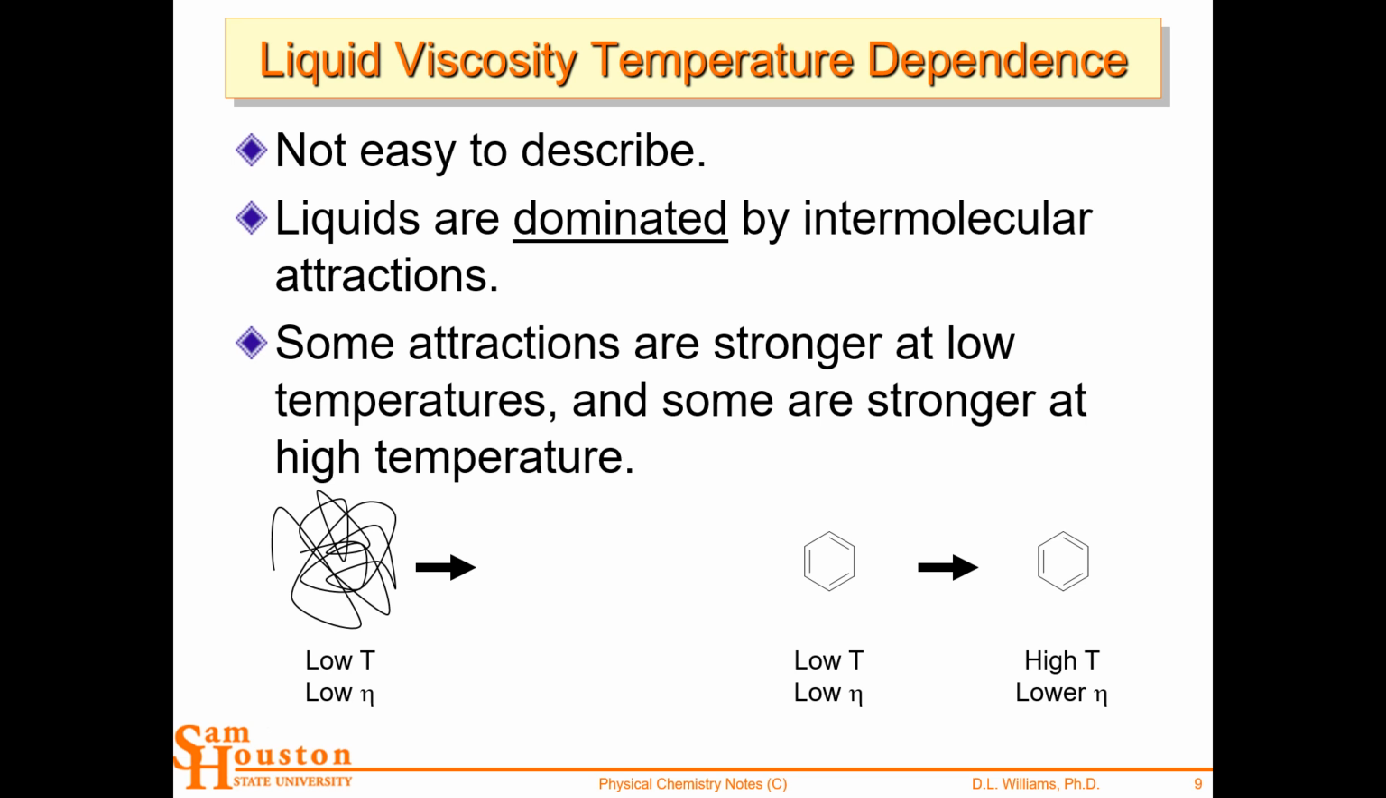But take this polymer that I've drawn on the left. Take that polymer and raise the temperature, and it unwinds a little bit. And now you've got a huge intermolecular attraction because it tangles. And so you raise the temperature of this polymer and the viscosity goes up. You raise the temperature of benzene, the viscosity goes down. And so this seems backwards. Yeah, it does seem backwards.